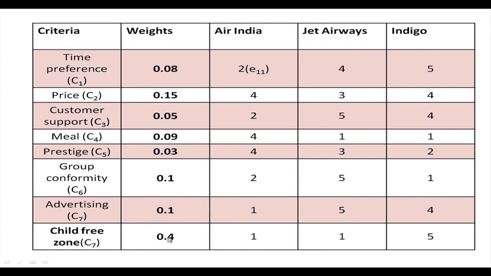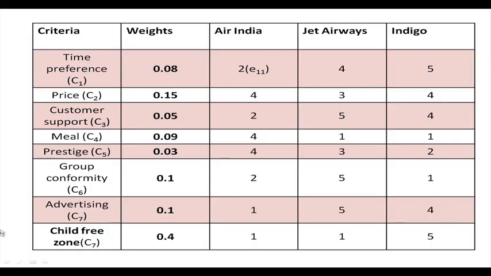This child free zone, we have made it bold, because this is criteria number 8 actually, which we are seeing here. We are seeing the highest score here, that is 0.4 in terms of weightage, whereas the others have also changed. Now, the next important attribute is price, followed by meal, time, followed by group conformity and advertising. Then meal and the other criteria, and we again get the scorecard.